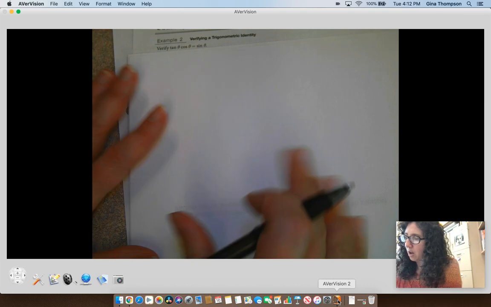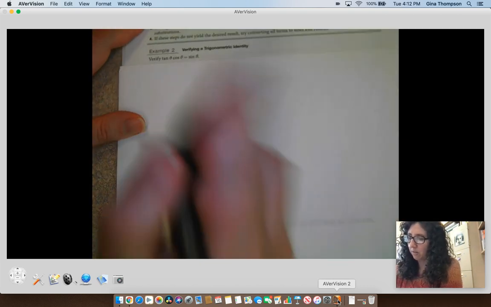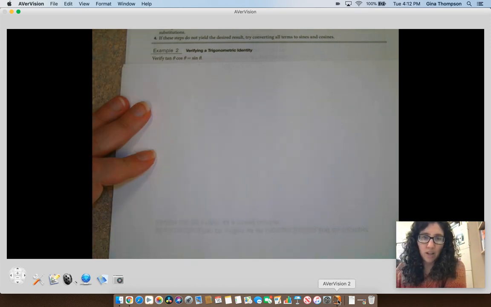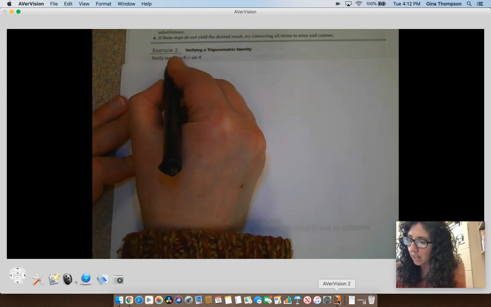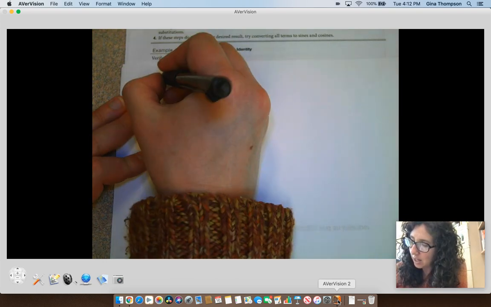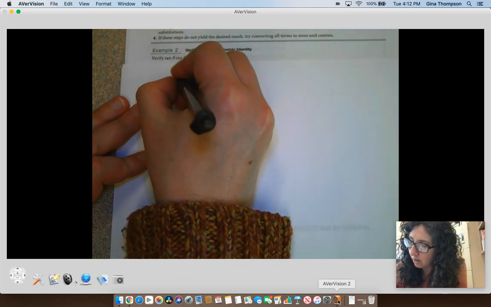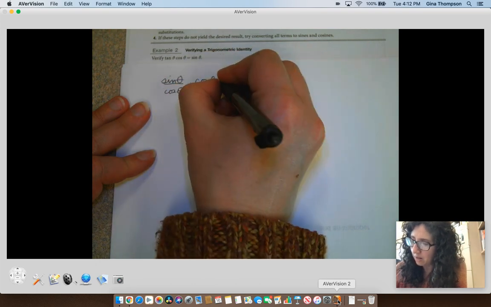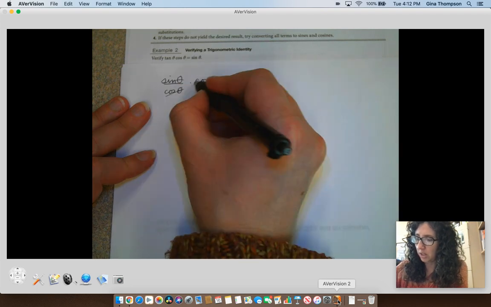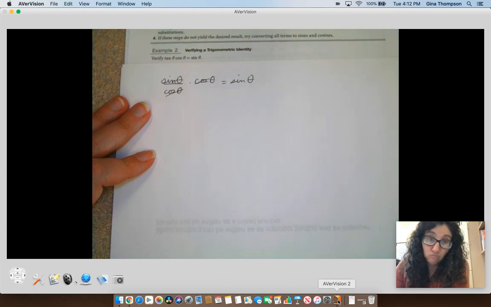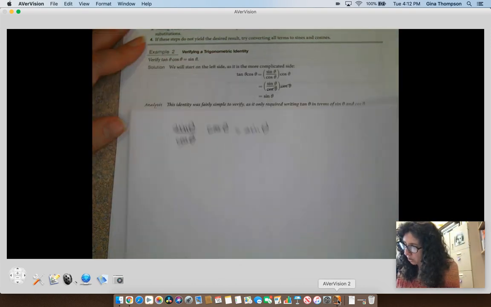All right, so we want to verify some identities here. Verify tangent of theta times cosine of theta equals sine of theta. Okay, how can we do this? Well, let's write everything in terms of sines and cosines. So I could say, well, tangent is sine of theta over cosine of theta times cosine of theta. Well, these cancel. And I'm just left with sine of theta. That's all it is. Not bad, right? Okay, let's do another one.